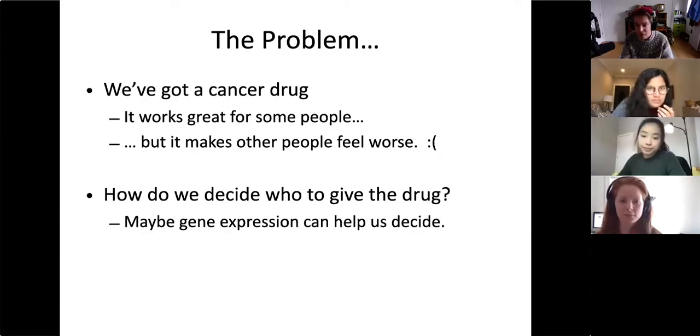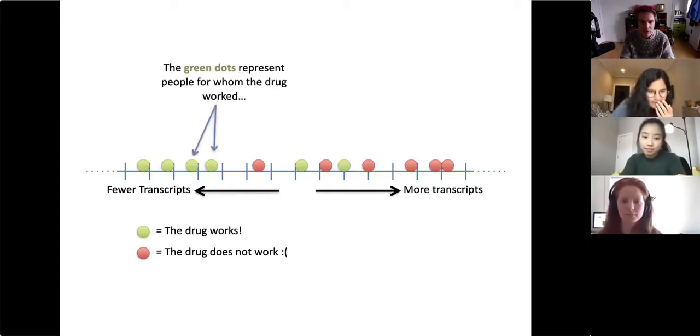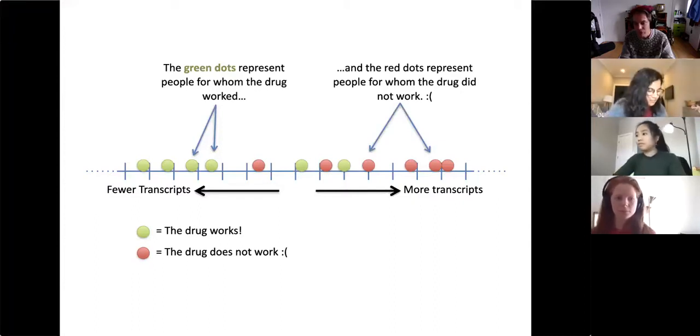Maybe gene expression can help us decide. Yes, I'm a geneticist. I solve all my problems with genetics. So here are the transcript counts for gene X for a bunch of people that took the drug. The green dots represent people for whom the drug worked. And the red dots represent people for whom the drug did not work and it made them feel worse.